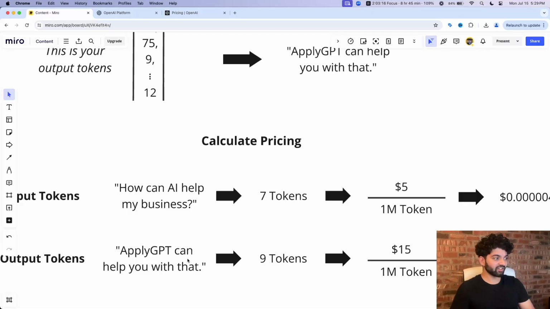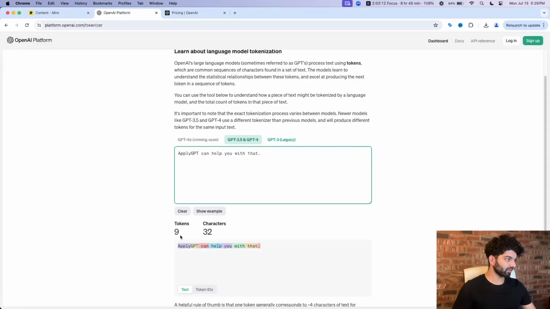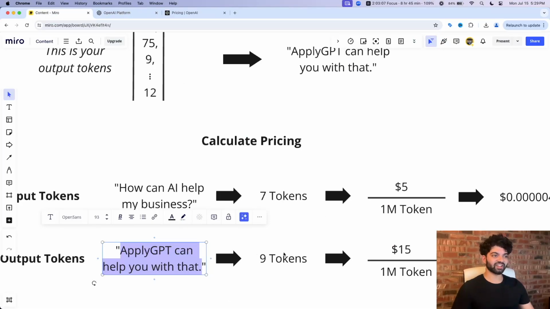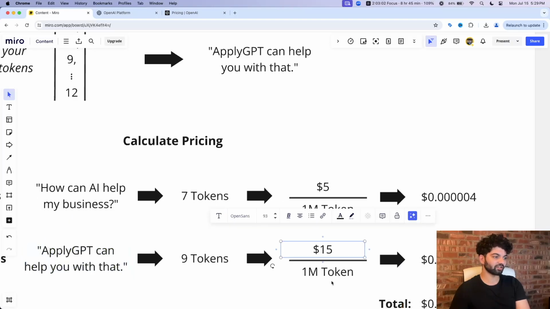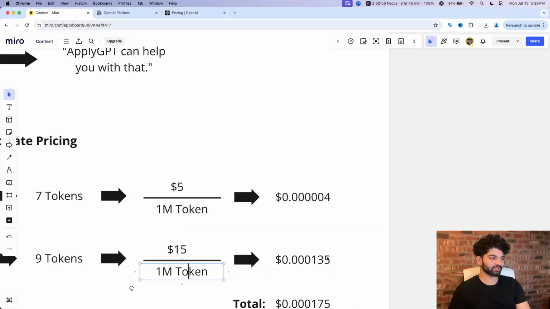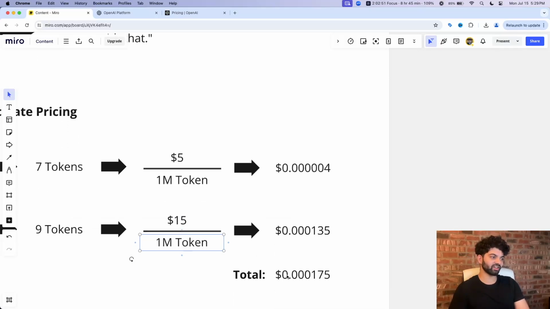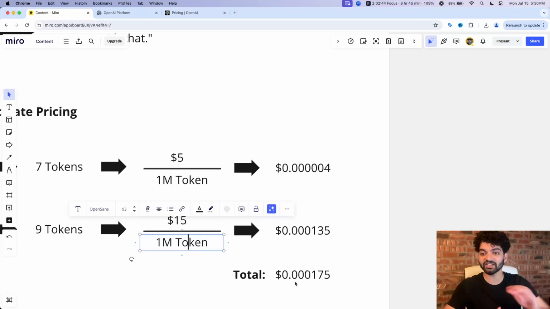On the output side, the number of tokens here, if I just copy paste this, to really drive this point home, is 9 tokens. And the period is its own token. Keep that in mind. So this is 9 total tokens, and I use the same unit formula method of going $15 per 1 million tokens. So then per token, it's 15 over 1 million, which comes down to 0.000135. And so when I add these two together, I get a fraction of a dollar. That's how much I would be paying if that is the input and output. So that is how pricing is determined.